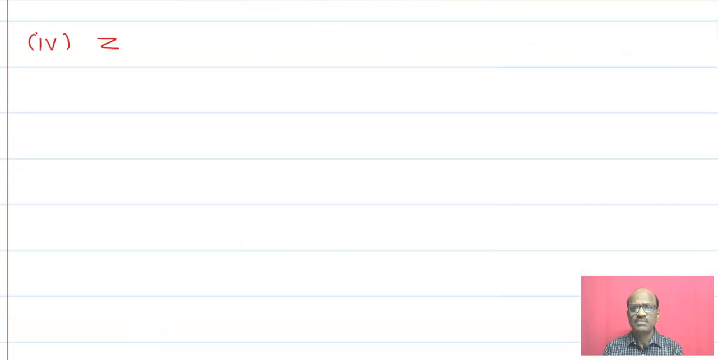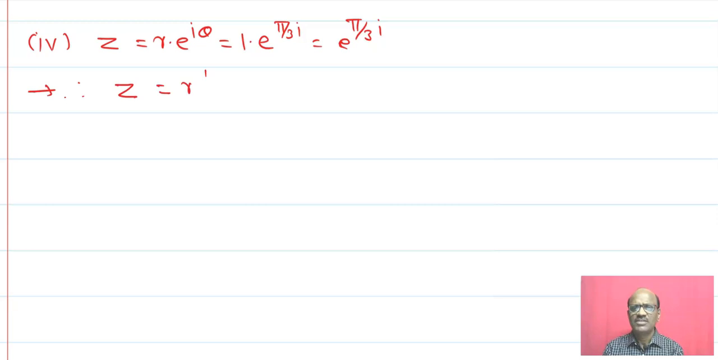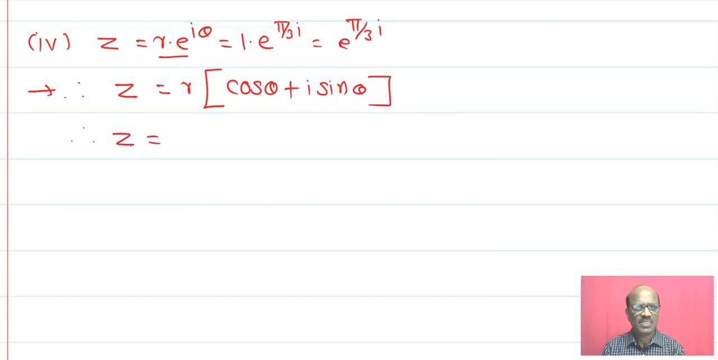Now the fourth problem. Z is equal to r e raised to i theta. This is expressed in the exponential form, no problem. The value of r here is 1, e raised to i pi by 3. Now what is the basic formula? That is, r times e raised to i theta means r in brackets cos of theta plus i times sin theta.